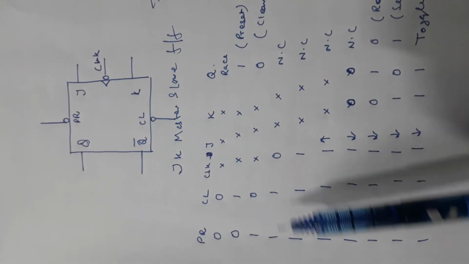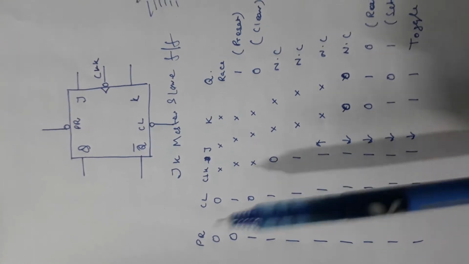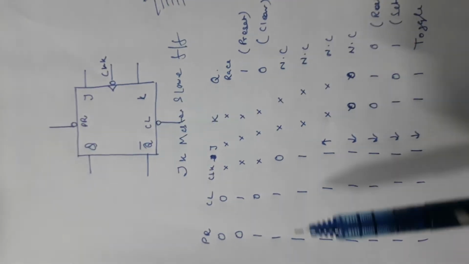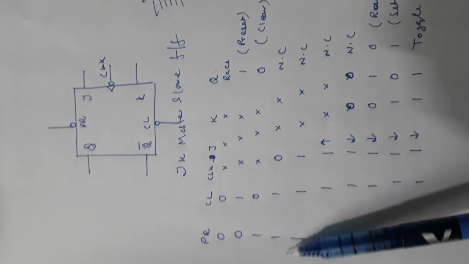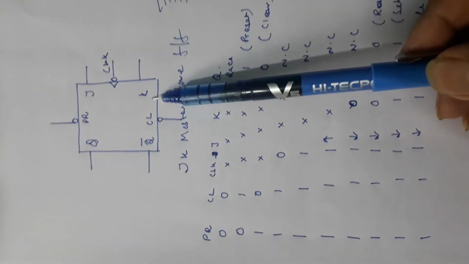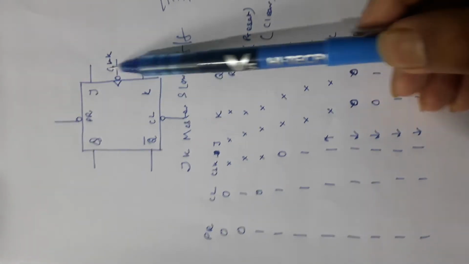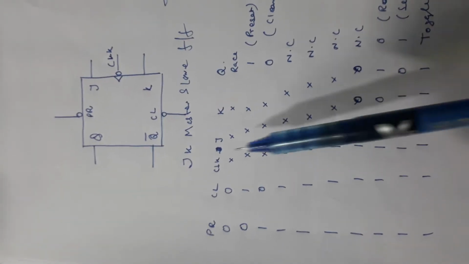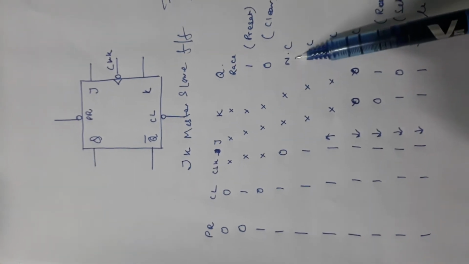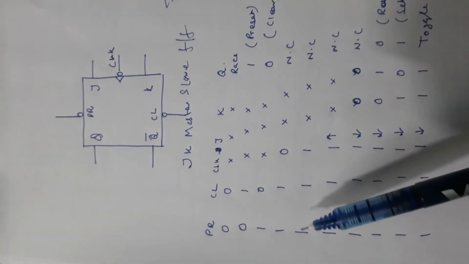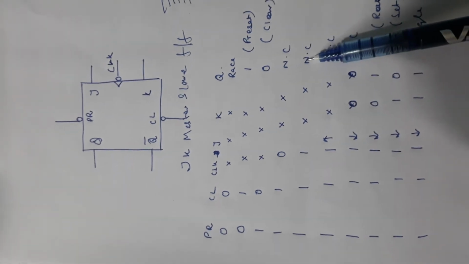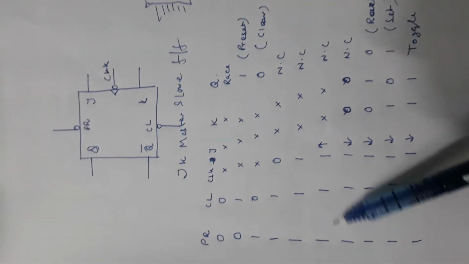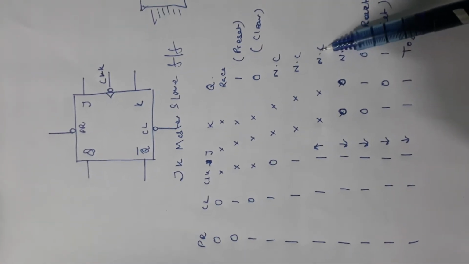Similarly, what we had seen is when preset and clear are 1, right, so they are low active inputs. So if preset and clear are 1, then the other inputs can be important, right? If clock is 0, then it will enter into no change, right? If clock is 1, then also it will enter into no change, right? Why? Because this is a negative edge triggered flip-flop. See, in positive edge also it remains in no change state, right?